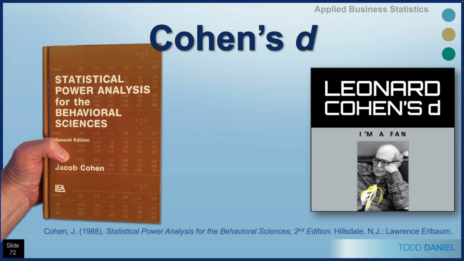This is Jacob Cohen, and he wrote the book, the Bible on power analysis, called Statistical Power Analysis for the Behavioral Sciences. This is where all of these ideas come from. And Jacob Cohen was an incredible statistical mind. He was the one who really promoted the use of effect sizes.